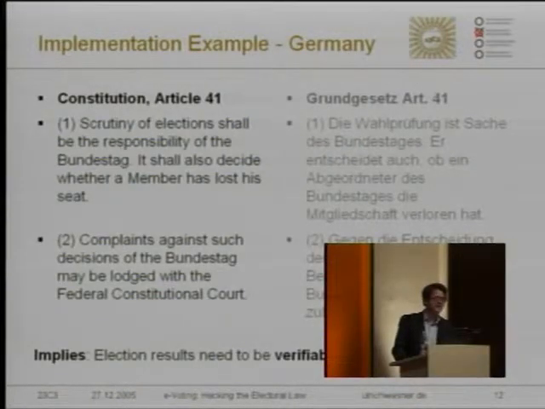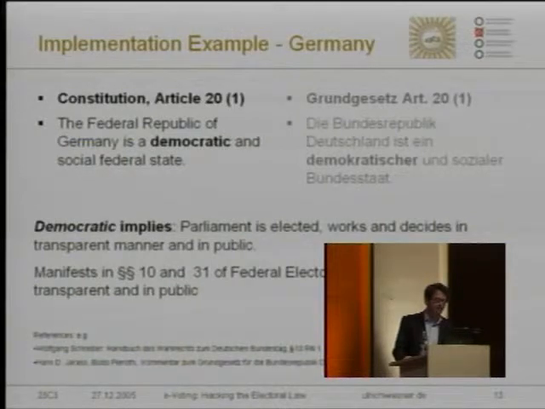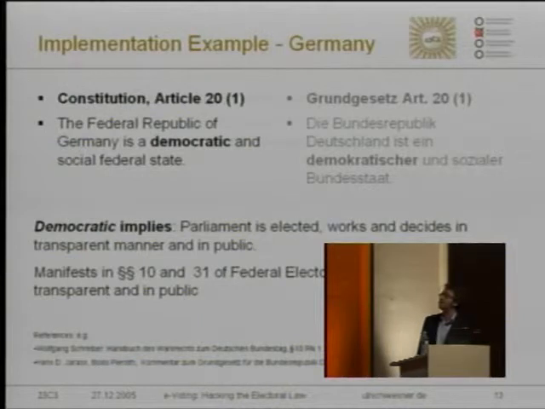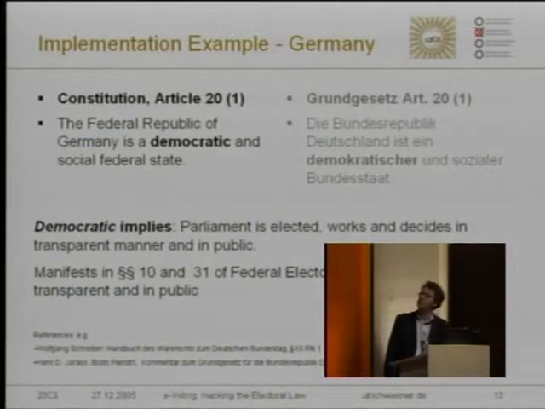And Article 41 says that elections are subject to scrutiny. So that basically implies they need to be verifiable and auditable, because otherwise there's no point to challenge elections after they have been conducted. Article 20 says that the Federal Republic of Germany is a democratic and social federal state, and this democratic principle implies that the parliament is elected and works and decides in a transparent manner in public. That's not something I make up. That is something you'll find in legal literature, for example, in the commentary on the electoral law or in commentaries on the basic law of the Bundesrepublik Deutschland. So transparency is a fundamental principle of elections.